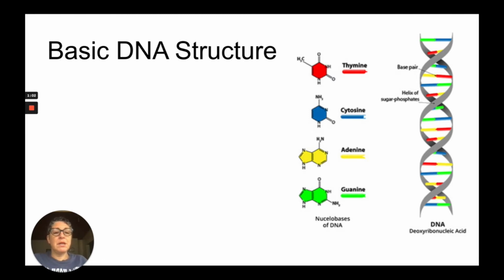So each of these bases are paired up along DNA. They're called base pairs, and they pair across what we call a double helix. So basically it's a ladder with the bases as the rungs of the ladder, and then the ladder is twisted, and that is the structure of DNA.